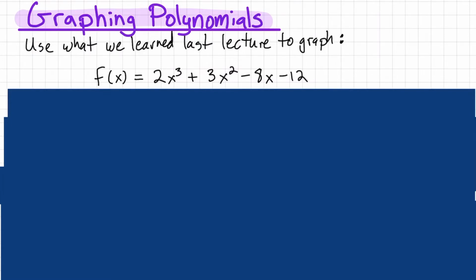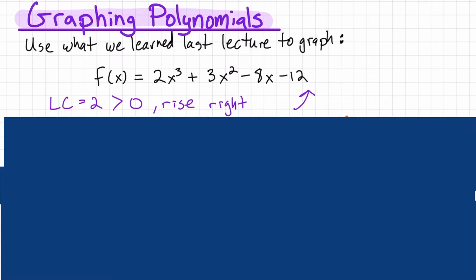So let's get started. It says use what we learned last lecture to graph f of x equals 2x cubed minus 3x squared minus 8x minus 12. Now, what we learned last lecture was about end behavior. So we first start by looking at the leading coefficient, which is 2. That's a positive number, so I know that it is going to be rising to the right. If it was negative, it would fall to the right.